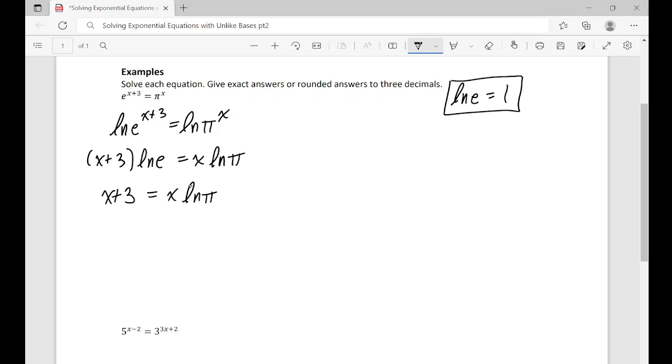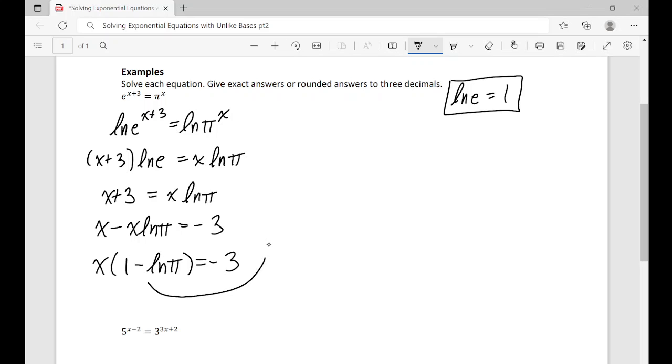Now I have an x on the left and the right hand side of the equation, so I move all the x's to one side and all the non-x's, the 3, to the other. So I'm going to have x minus x ln pi equals negative 3. And here I can factor an x out because it's common to both terms. So x times 1 minus ln pi equals negative 3.